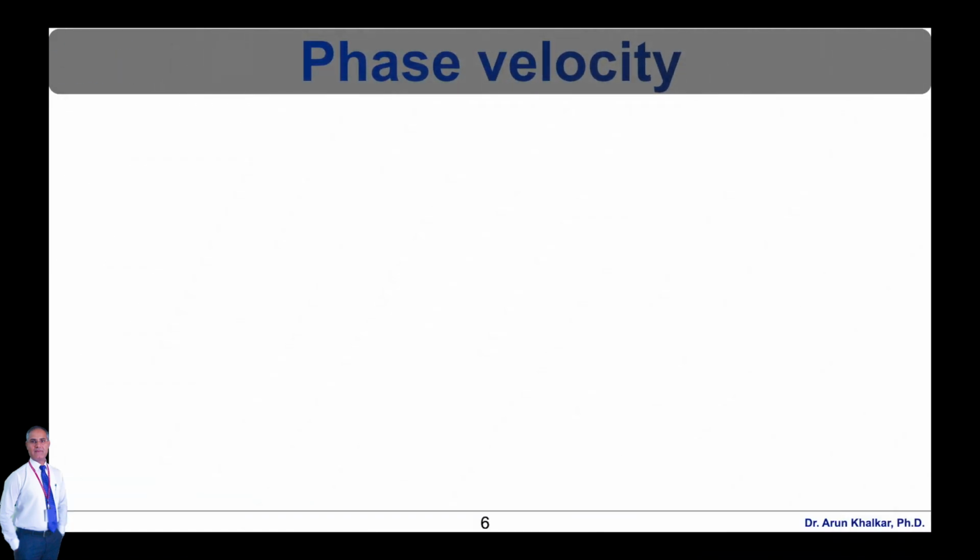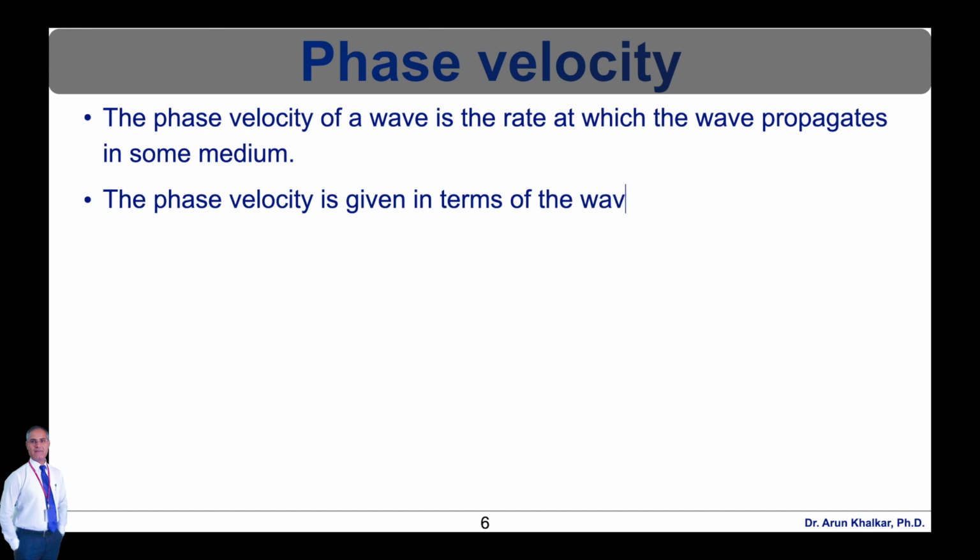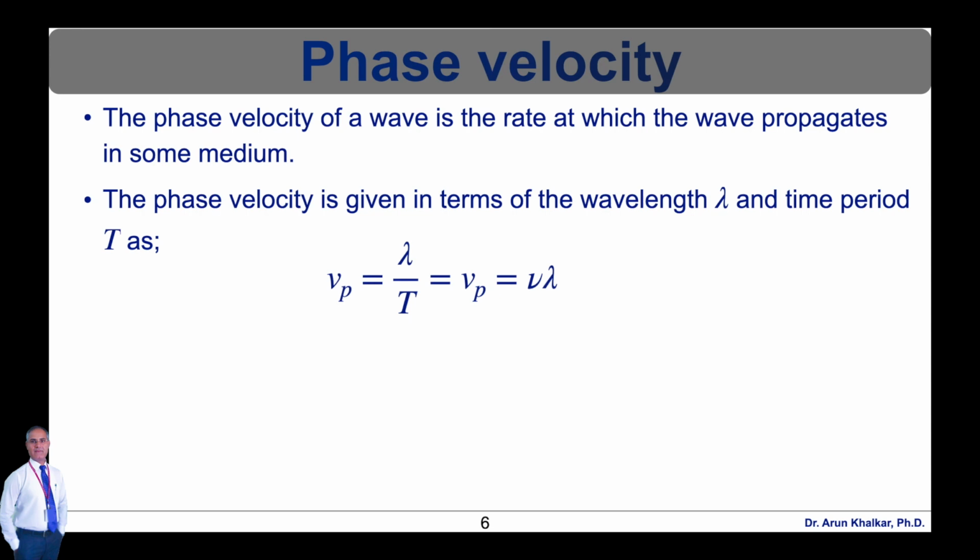Now let's see what phase velocity is. The phase velocity of a wave is the rate at which the wave propagates in some medium. This is the velocity at which the phase of any one frequency component of the wave travels. For such a component, any given phase of the wave, for example the crest, will appear to travel at the same velocity. The phase velocity is given in terms of the wavelength λ and the time period T. Therefore, we can write the phase velocity as v_p = λ/T, that is, v_p = νλ.